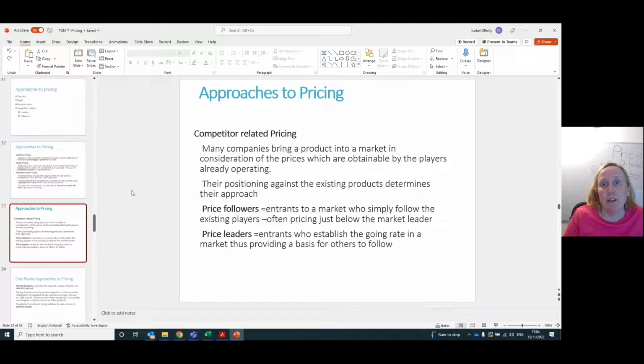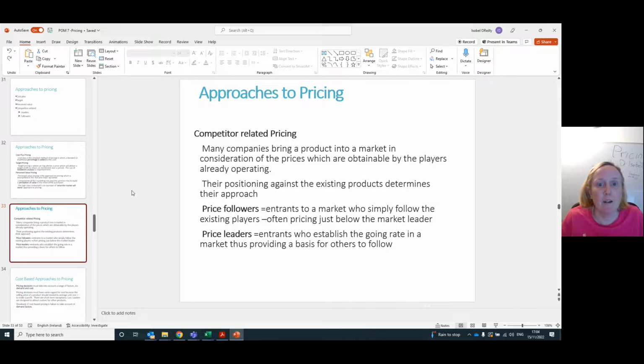Competitor related pricing is another one that does what it says on the tin. It's about looking at the competitors. There's no point in just charging a certain amount above costs if it's going to be completely different to what everyone else is charging, and therefore cause people to wonder what's going on with that product. Many companies bring a product to the market in consideration of the prices which are obtainable by the players already operating. Maybe what they're charging is far too low to cover our costs, and then we realize that actually we shouldn't try to compete in that market. We should go for a different end of the range or a different type of product. So their positioning against products determines the approach.